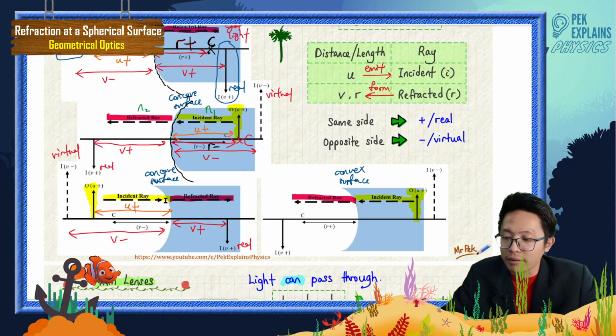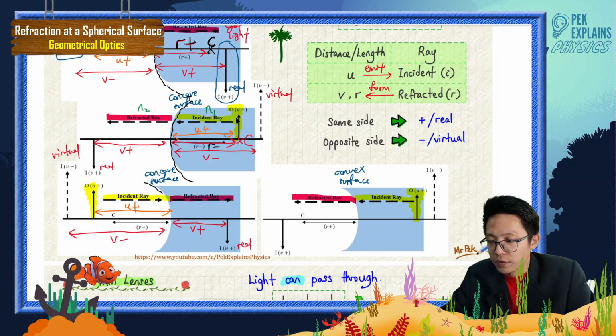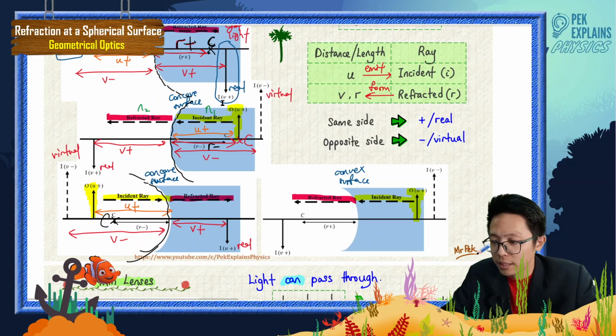How about the R? Look at this sphere. The sphere is over here. This is the center of curvature. So where is the R? R is over this side. R is over here. You see that? This is the R.